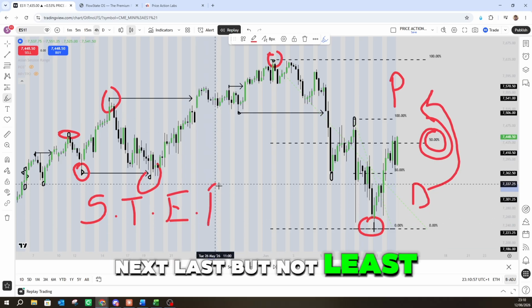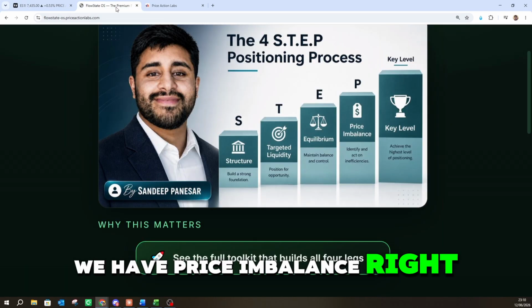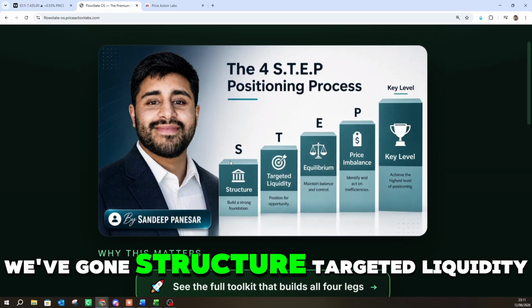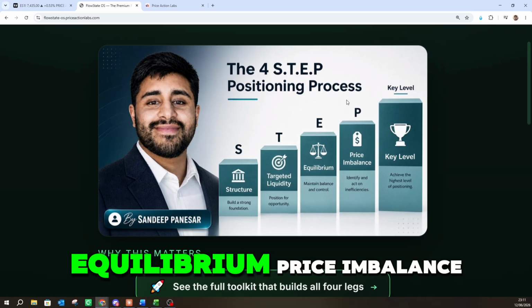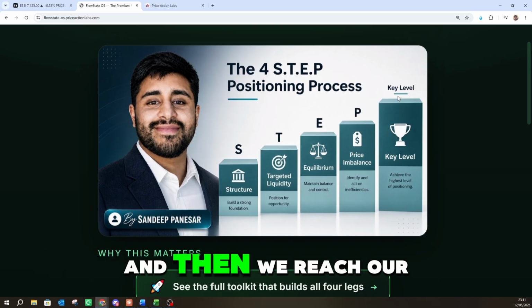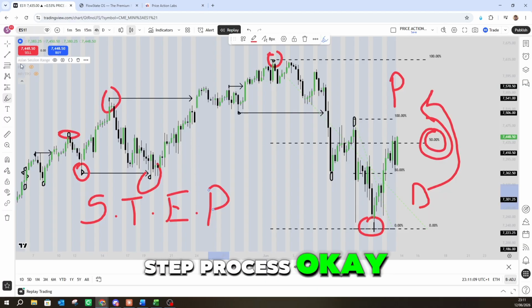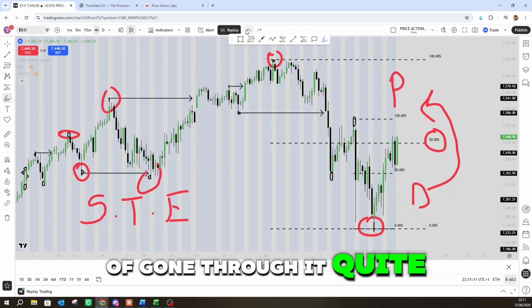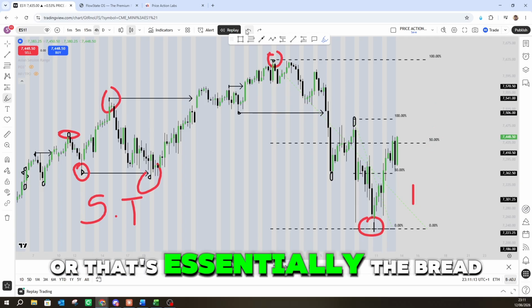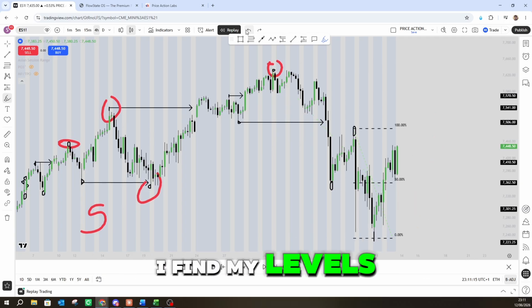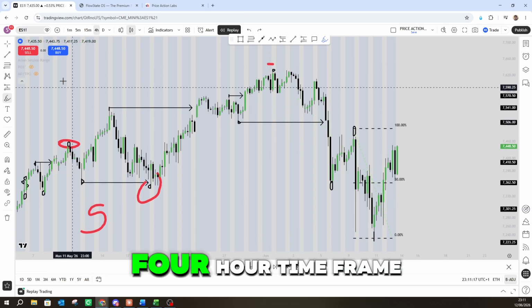Next, last but not least, we have price imbalance, right? So imagine what we've done. We've gone structure, targeted liquidity, equilibrium, price imbalance, and then we reach our key level using the 4-step process. Okay, I've kind of gone through it quite quickly, but that's essentially the bread and butter as to how I find my levels. Okay, so on a 4-hour time frame.